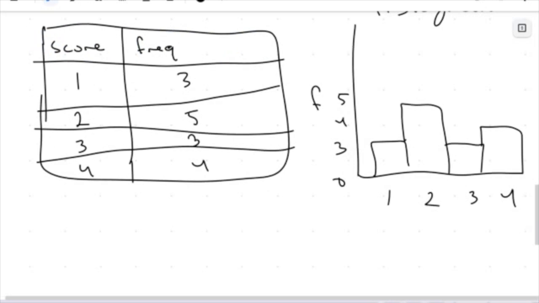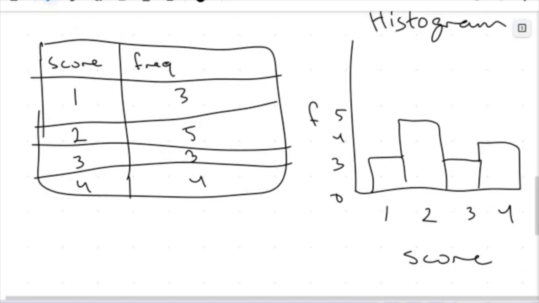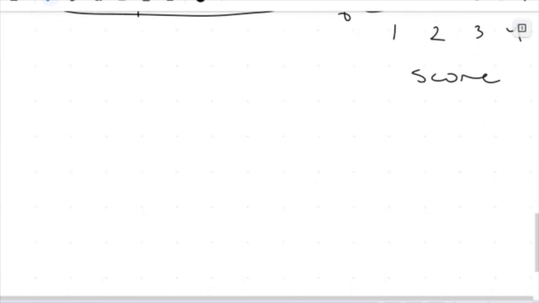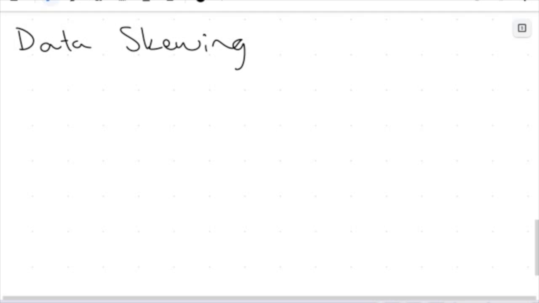And it's going to graph my score along with the particular frequency. How often does it occur? Now, histograms are really great because they can really nicely visualize data skewing. So this is something we're going to talk about a lot, but if we have data skewing, this talks about the shape of our data. So let me draw a couple of examples and see if you guys notice anything happening here.